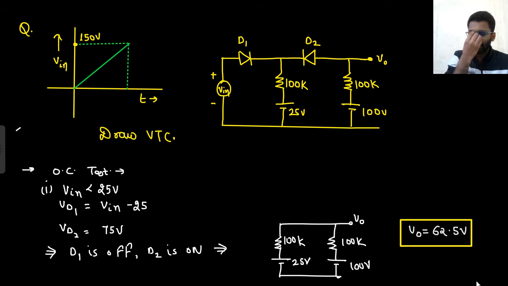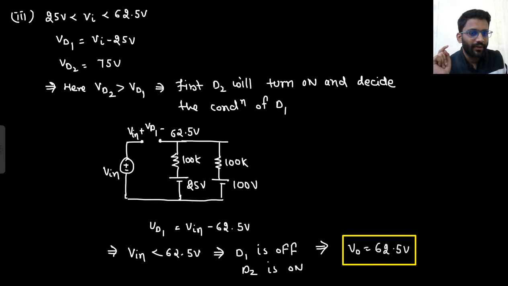Now, next, last question. This was very interesting. VD1 was Vin minus 75. VD2, initially, was 75 volt only. So what we saw here is that if Vin is less than 25 volt, then D1 will certainly be off and D2 is on. So V0 is 62.5. Now for Vin greater than 25 volt, it feels like D1 can turn on, but first D2 will be turned on.